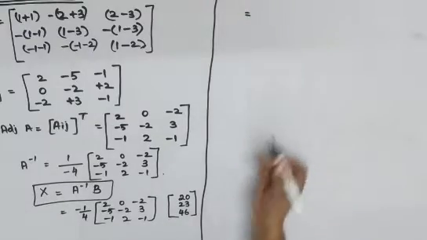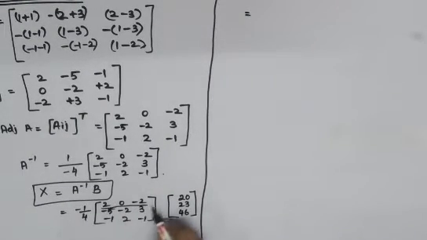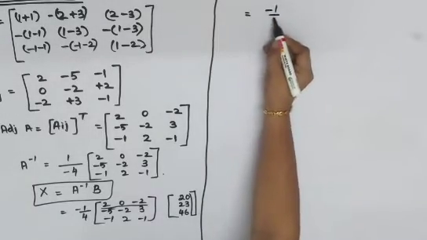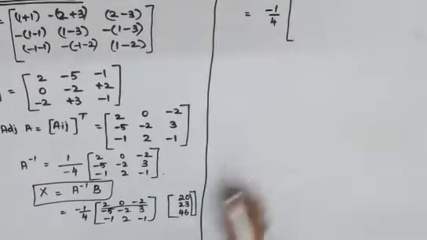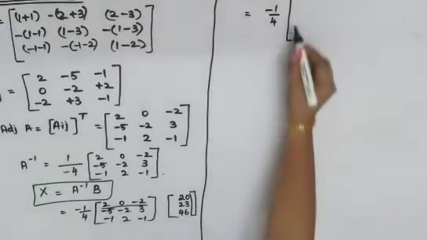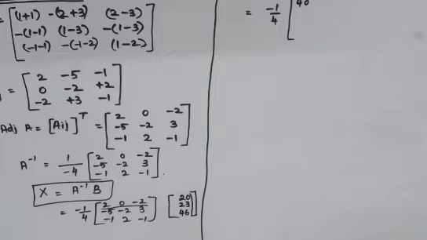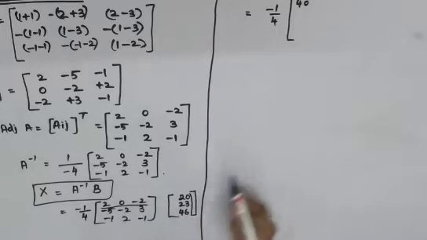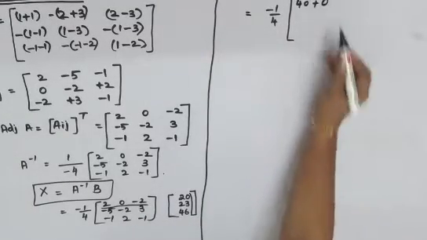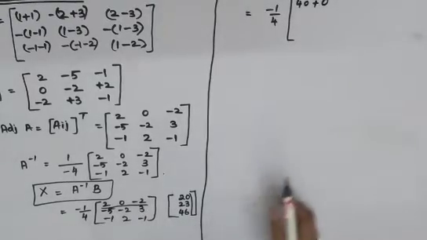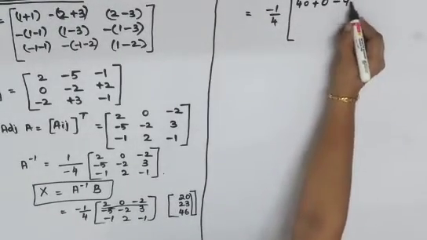Now multiply the first row with the column. Minus 1 by 4 stays as it is. Open the bracket: 2 and 20 will become 40. Then 0 and 23 will become 0. Then minus 2 and 46 is minus 92.